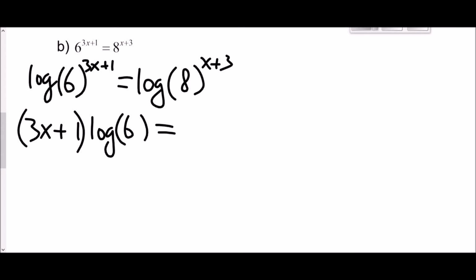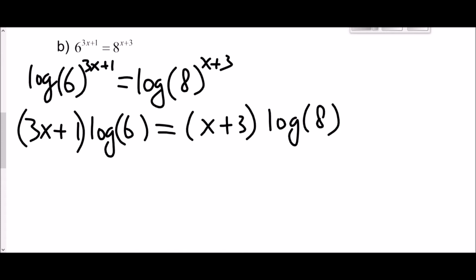And then right hand side, same thing, put the exponent to the front. So (x plus 3) will be distributed to log of base 8. And then if you have a look, there's not much we can do. We don't have any other options other than distributing this. So let's do this.